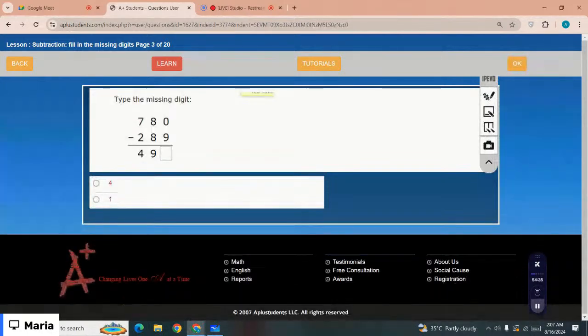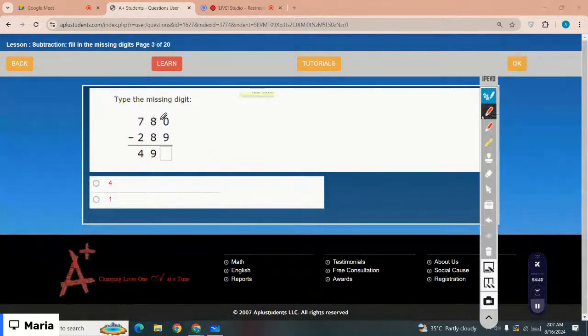Okay, type the missing digit. So which digit is missing? You have 0 and 9. You cannot subtract 9 out of 0. You must borrow 1. That makes it 10. So 10 take away 9 is 1. The correct option is 1.